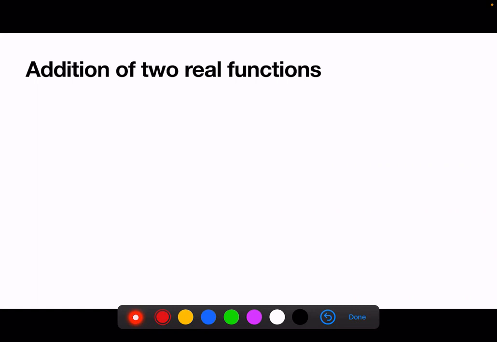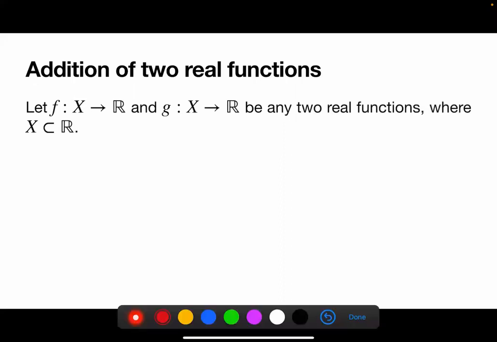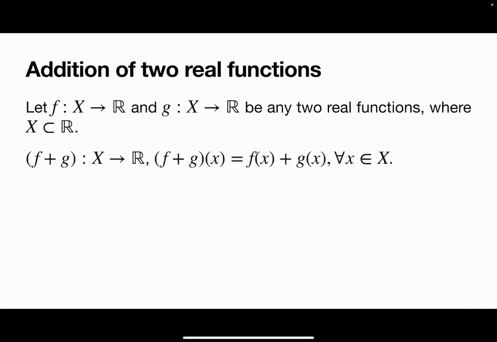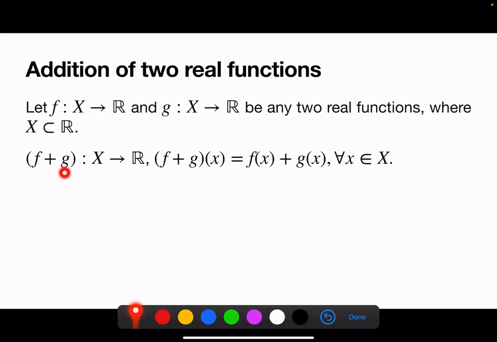So let's look at these just definitions. You don't have to worry about these. Addition of two real functions. Just like we add real numbers, we can add real functions. So you have a function f and another function g. These two are real functions, and the set x is a subset of real numbers. If you add the functions, f plus g, you can just do whatever you are doing for both the functions and then add. I think we will see this in examples. It should be easy to understand.